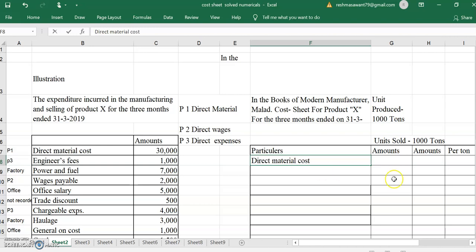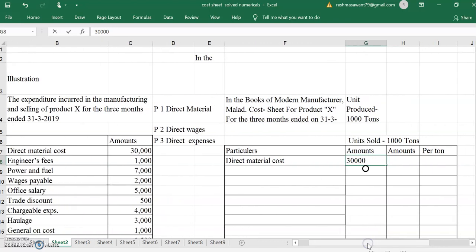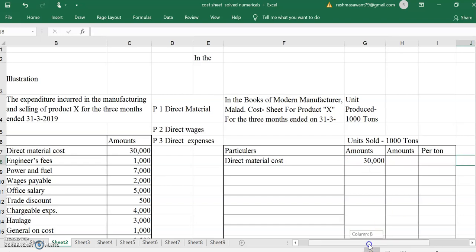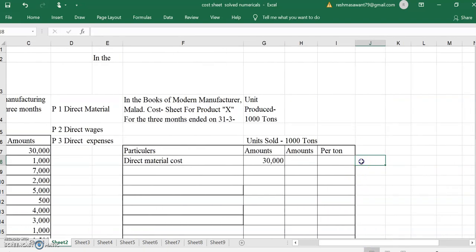Direct material cost. What is the amount of direct material cost? That is 30,000. And the per ton value: in this question, we have to calculate the per ton value. The per ton value of the material cost is calculated by 30,000, that is the total amount, divided by 1,000 tons, which is mentioned in your question. So the answer will be 30 rupees per ton.